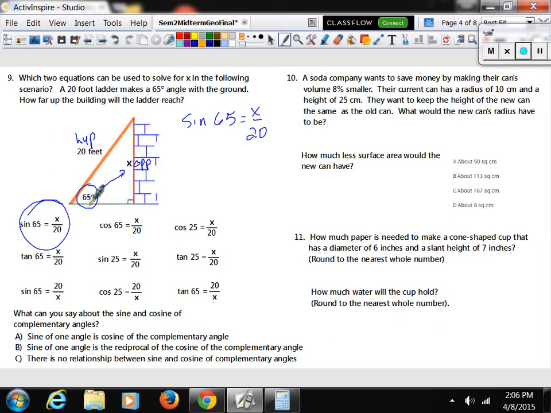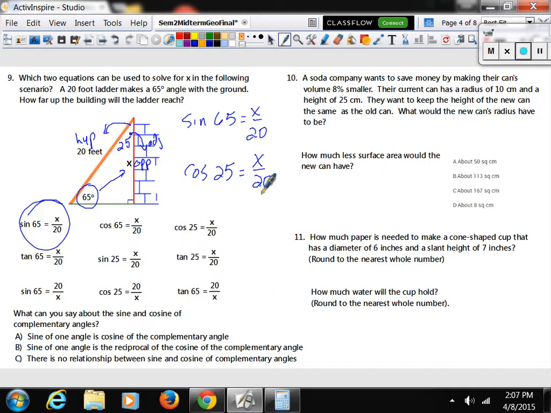Now that's the only one we could use to get x for this 65-degree angle because they didn't give us the adjacent. But you could say that this angle is 25 degrees because they have to add up to 180. This has to be 25. Now you have the adjacent side and you have the hypotenuse. Adjacent hypotenuse is cosine. Cosine of 25 is x over 20. So the sine of 65 is x over 20. The cosine of 25 is also x over 20.